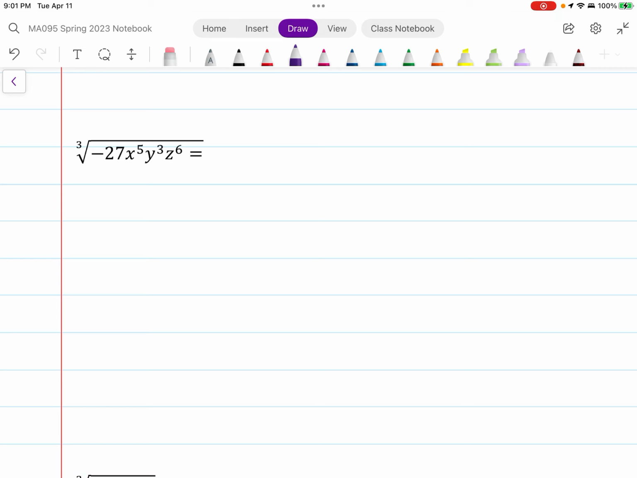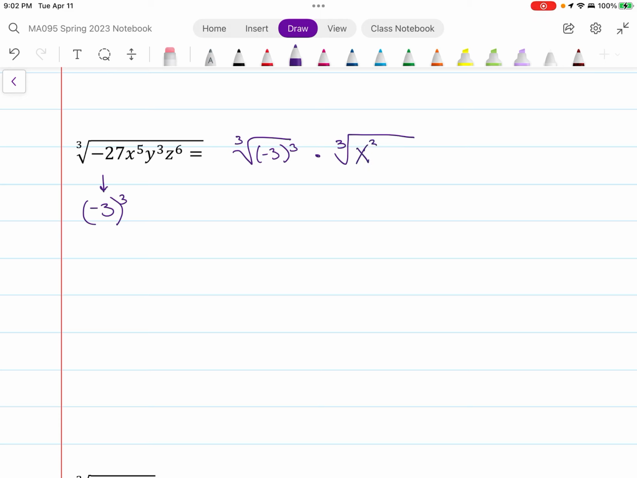All right, so negative. So we can take the cube root of a negative, remember? So this is going to be negative 3 cubed, right? That's what that whole thing is right there, negative 3 cubed. All right, so let's write that down. So we've got cube root of negative 3 cubed times the cube root of x to the 5th. So I'm looking at the x's right now. So let's pull out how many sets of 3 can we pull out.